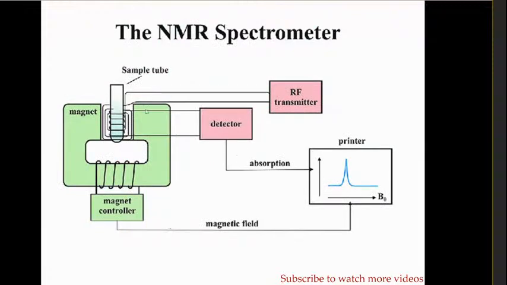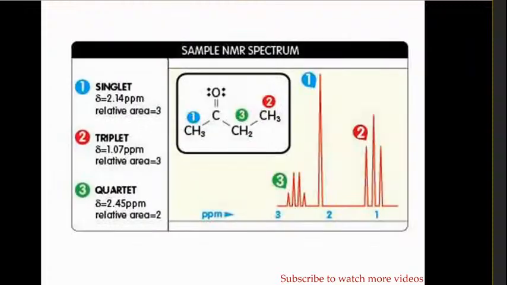It's a setup. A sampling tube is there, and electromagnetic waves are passed to the sample. Those electromagnetic waves are detected by the detector, which produces the signals to the printer, so based on the electromagnetic signal on the atom, we will develop the signal.